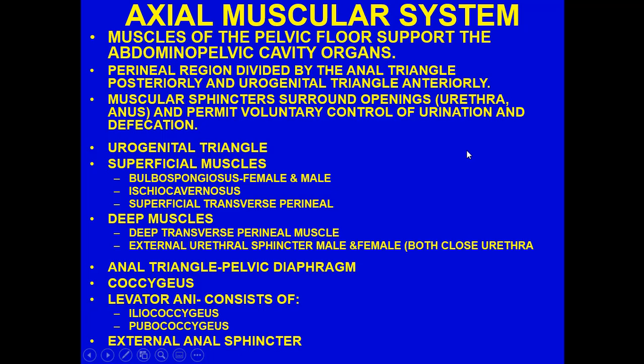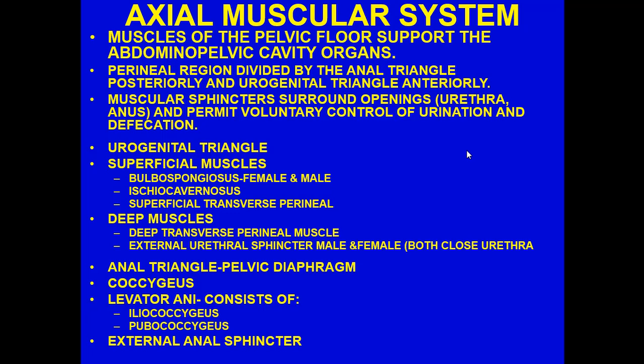Now, muscles of the pelvic floor support the abdominal pelvic cavity organs. The perineal region is divided by the anal triangle, which we've talked about before, posteriorly, and the urogenital triangle anteriorly. The muscular sphincters surround the openings, the urethra and the anus, and permit voluntary control of urination and defecation.